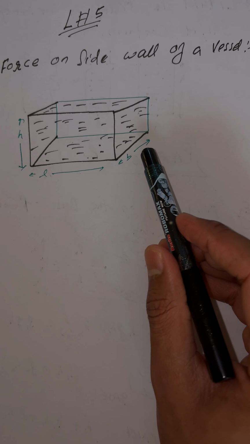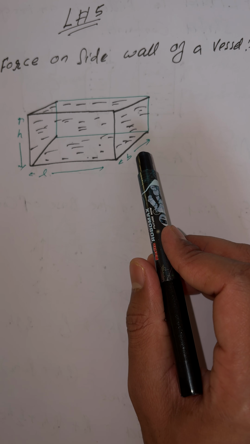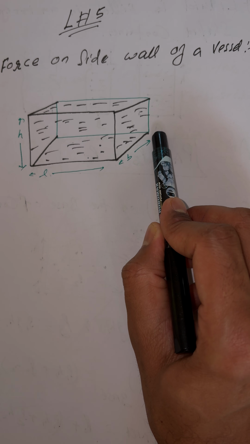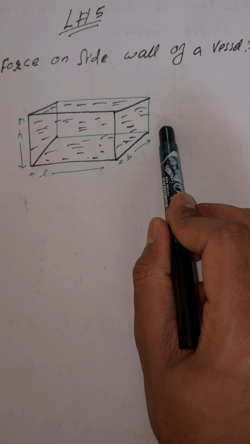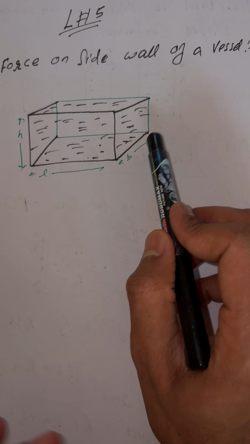So students, for this condition you can't write directly, because force on the side wall of the vessel cannot be directly determined, as at different depths the pressures are different. If we change the height, the pressure will also change. So we can't write the force formula directly as pressure times area, not possible at all.